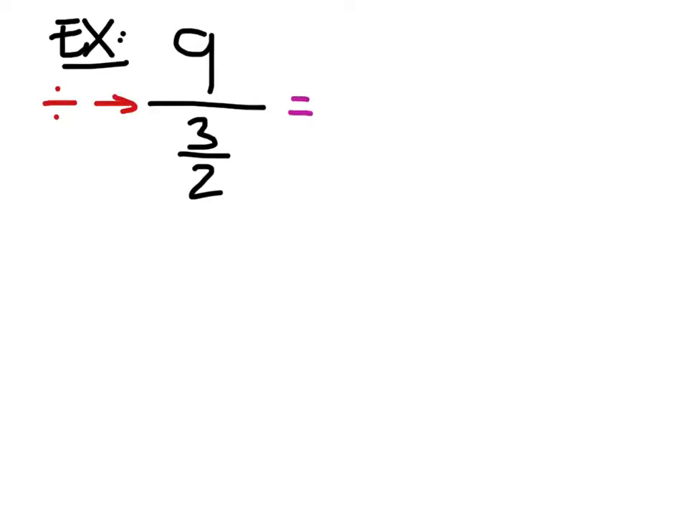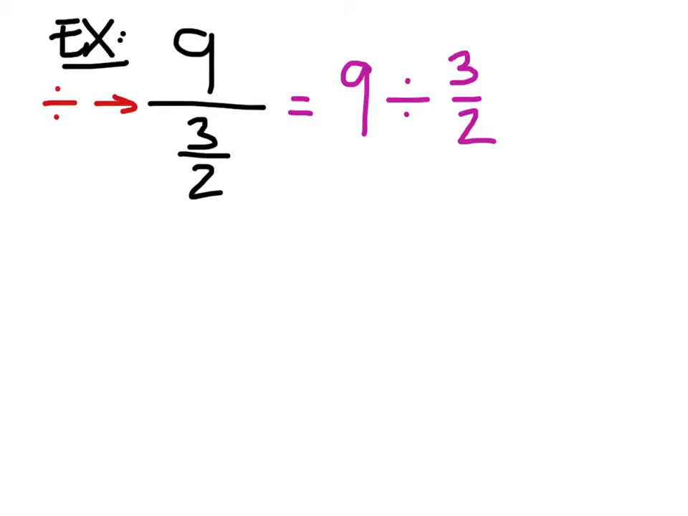So, for example, let's look at 9 divided by 3/2. This big divide sign is a division, and it's better to write these horizontally, so it'd be 9 divided by 3/2. Some of you freak out when you see this, but once you write it out, it's much easier to do.